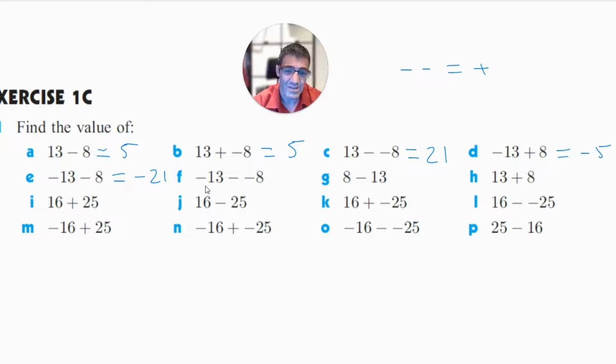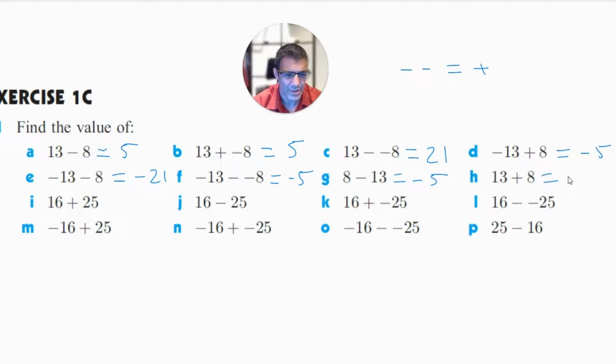The next question says minus 13 minus minus 8, and if you remember question C, that means minus 13 plus 8, and minus 13 plus 8 is the same as D. It means you're going back towards the positive, but not by enough to be positive, so you're at minus 5. Question G is 8 take away 13, and that is exactly the same as question D. It's been flipped around, so if you think about 8, you got 8 sweets, but someone wants 13 sweets, you're missing 5, so negative 5.